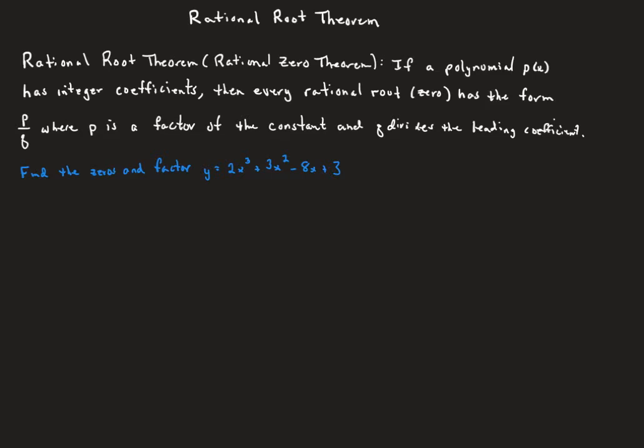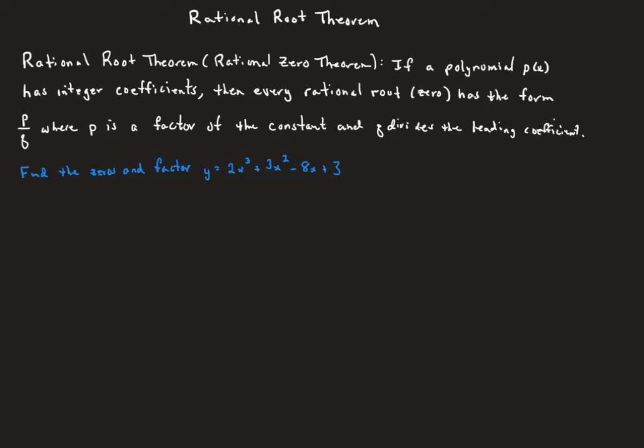Now, the rational root theorem says that if a polynomial with integer coefficients has a rational root, which we know is the same thing as saying a zero, then it has to look like a fraction p over q, where p has to divide into the constant, and q has to divide into the leading coefficient.